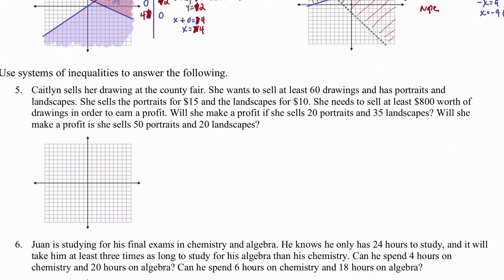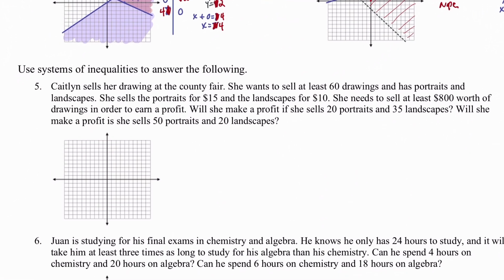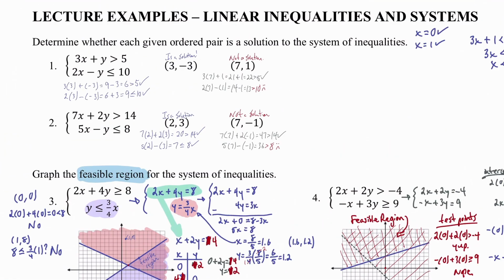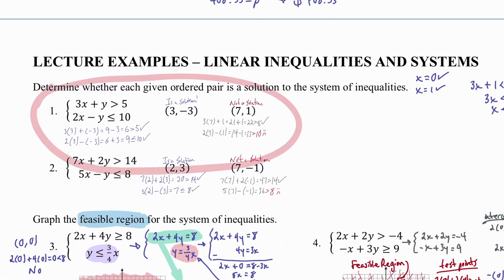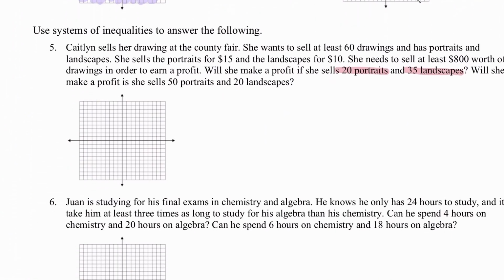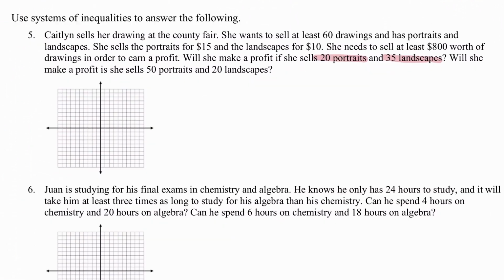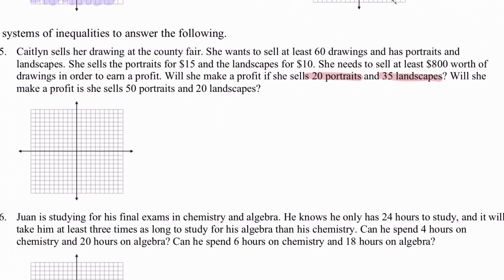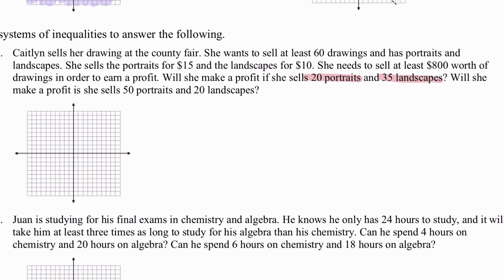So you probably don't need to graph for this one because it's proposing things, right? If she sells this and this, will she turn a profit? This is very much like this. There are proposed solutions. If there are proposed solutions, you don't really need to draw anything. So let's try to do this without drawing. I think the next one, though, might require drawing. We'll see how it goes. But we have to at least set up inequalities.